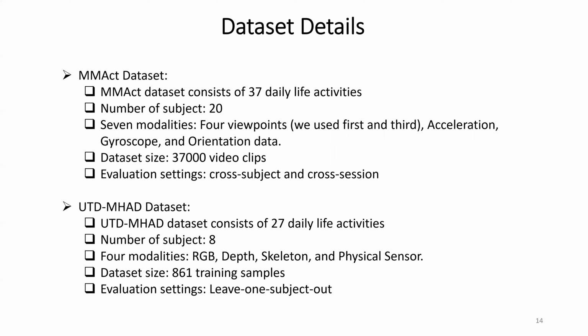The UTM data set contains 27 daily activities, which were performed by 8 subjects, and contains 4 modalities, including RGB, depth, skeleton, and physical sensor. Then the data set size is 861, and for the evaluation settings, we follow the leave-one-subject-out.